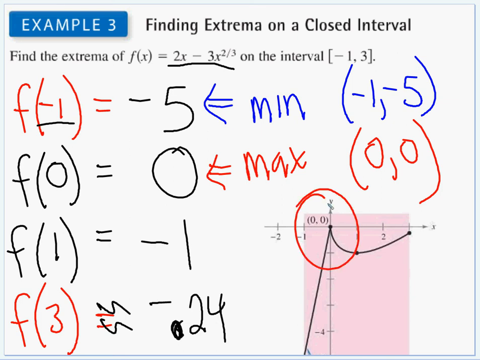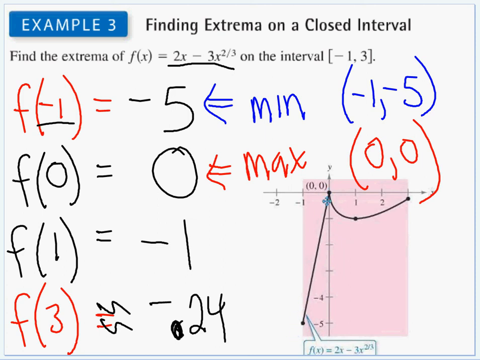Our min was when we entered the interval. Our left endpoint, -1, gave us our output -5, so that's the lowest this graph goes on the entire interval, shaded in pink. Okay, good stuff.